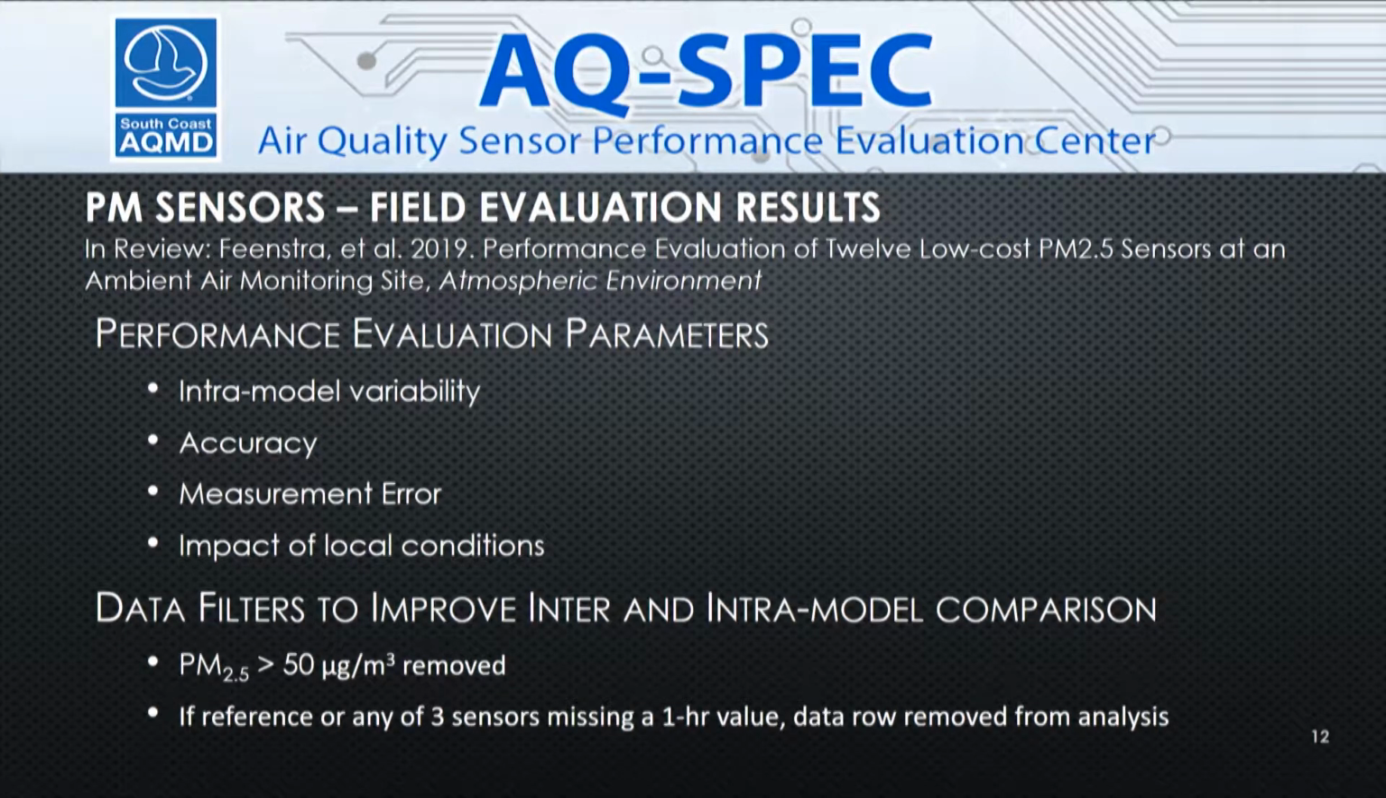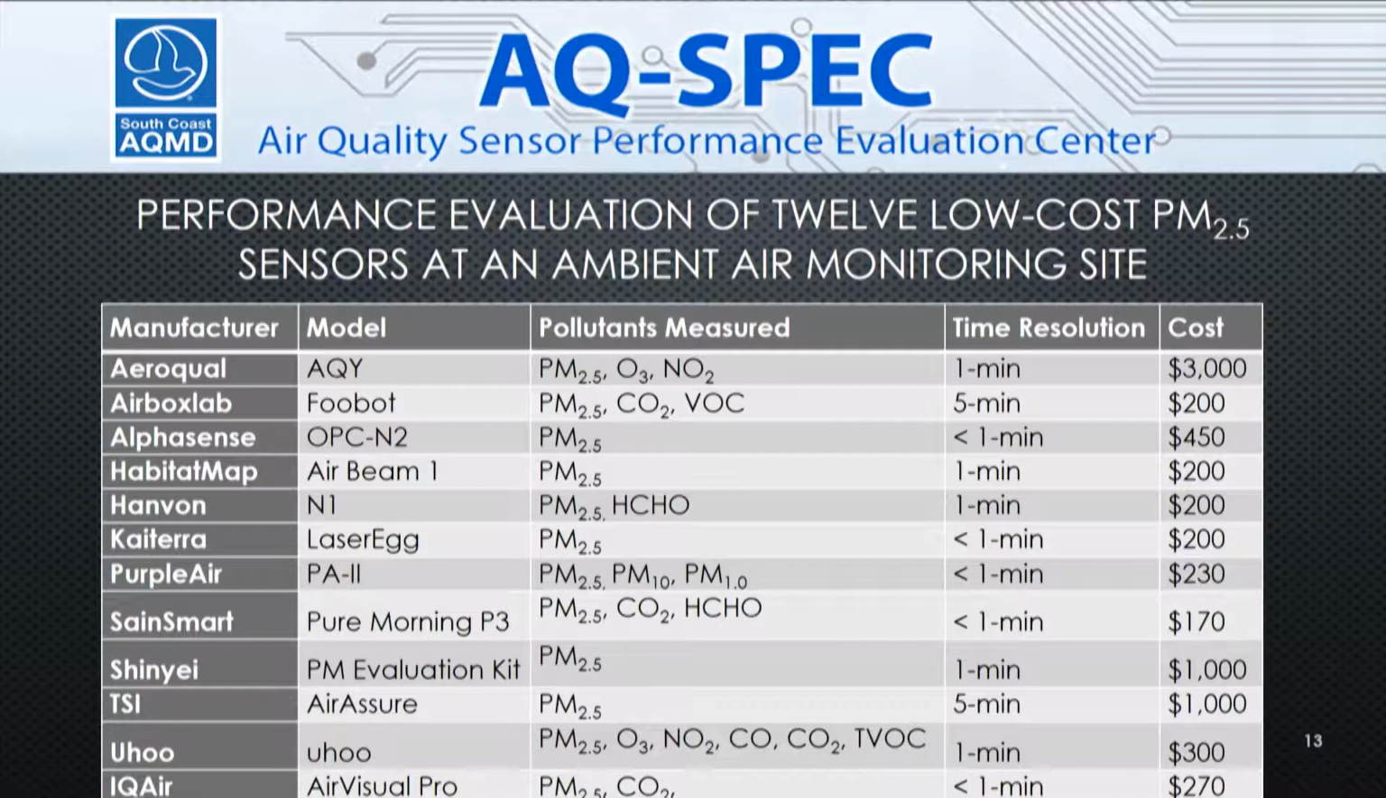Any concentrations of PM2.5 that are greater than 50 micrograms per cubic meter were removed. And as well, if there was any missing data from one of the 3 sensors or the BAM 1020 for PM2.5, that would be removed from the analysis. So 12 sensors, again, this is a lot on this slide. Time resolutions varied from 1 minute to 5 minutes. The price range varies as well from $150 to about $3,000.